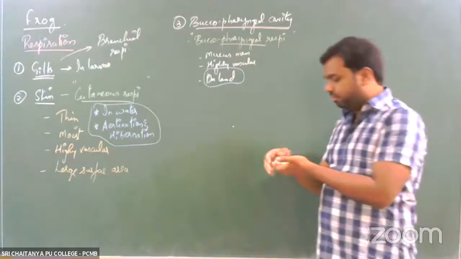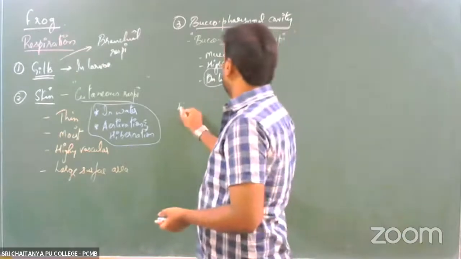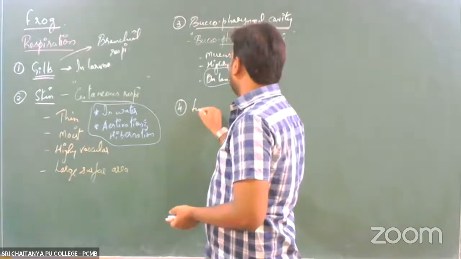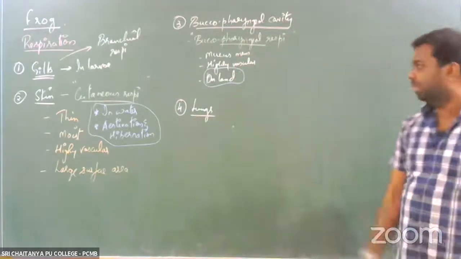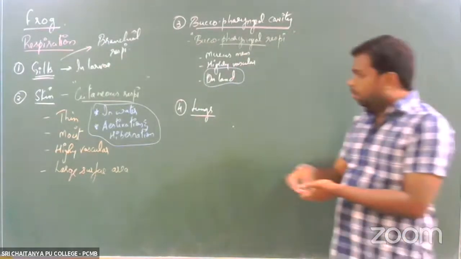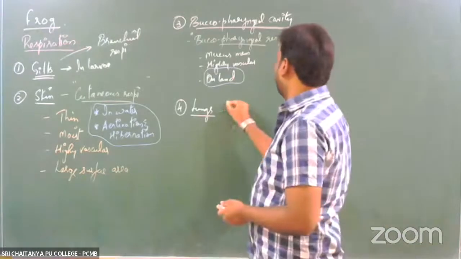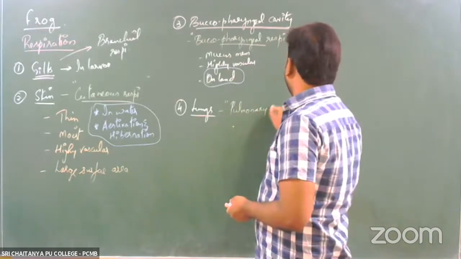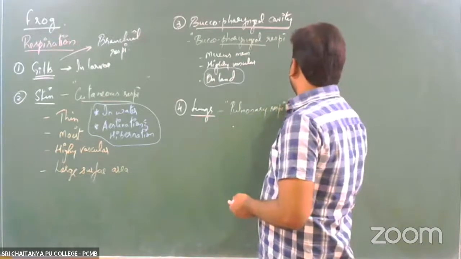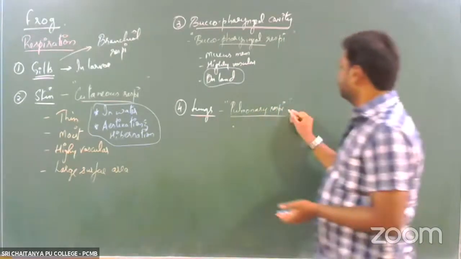The fourth type of respiratory structure is the lungs. And we know that if lungs are the respiratory organs, we would start calling such type of respiration the pulmonary respiration. Right? So we will call it the pulmonary respiration.